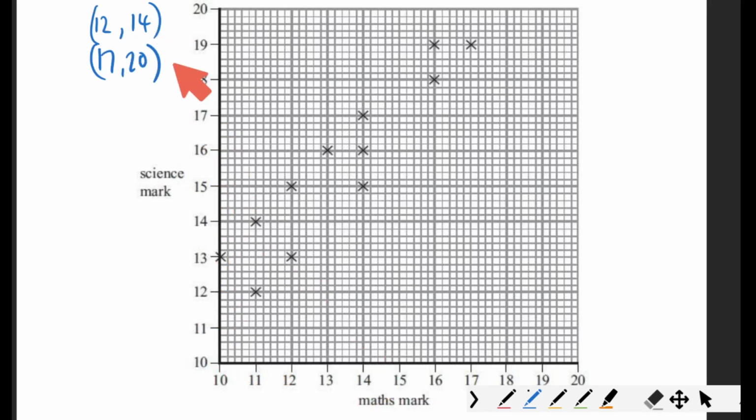So we've got the 12 and 14: 12 along the corridor, 14 up the stairs. And then for the other one, we've got 17 and 20, right there.